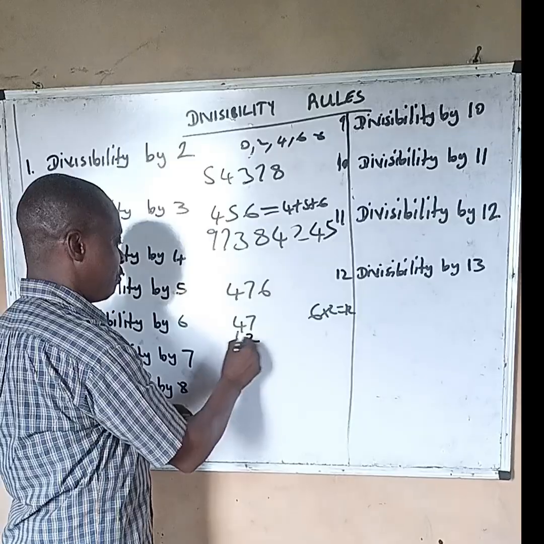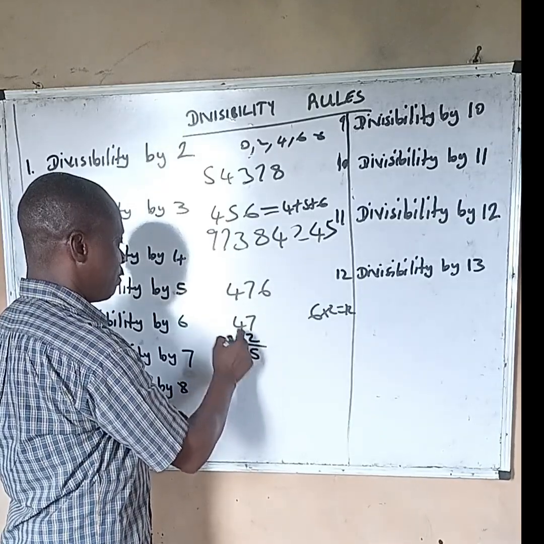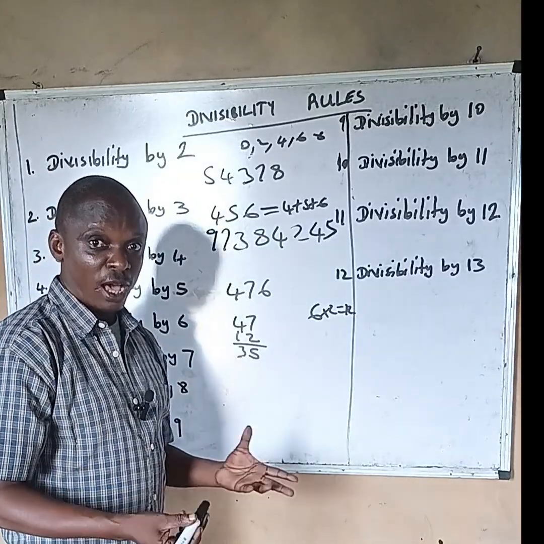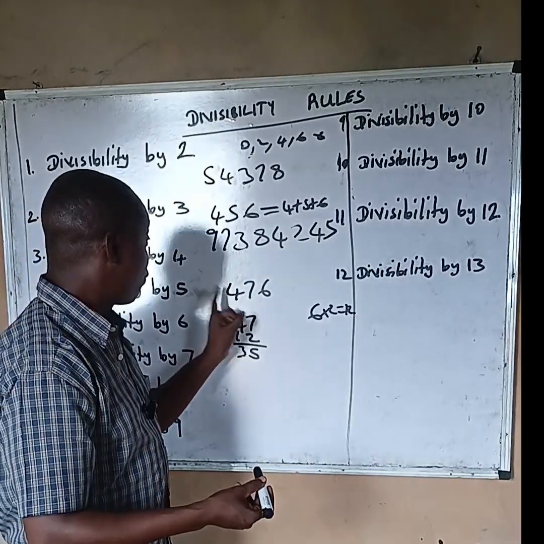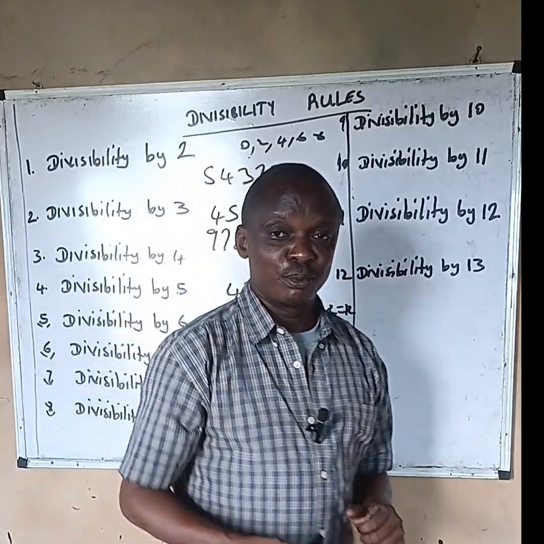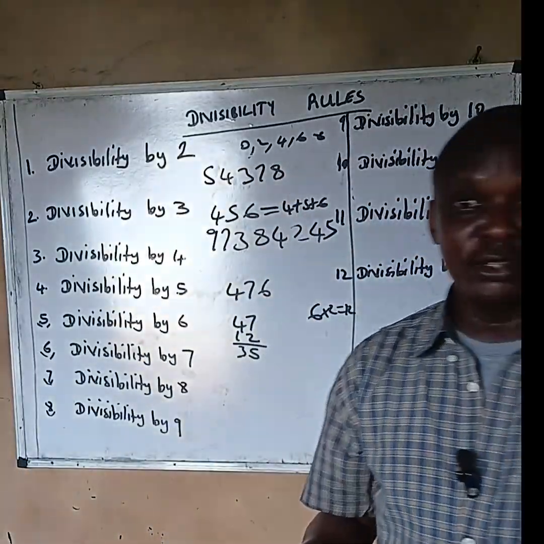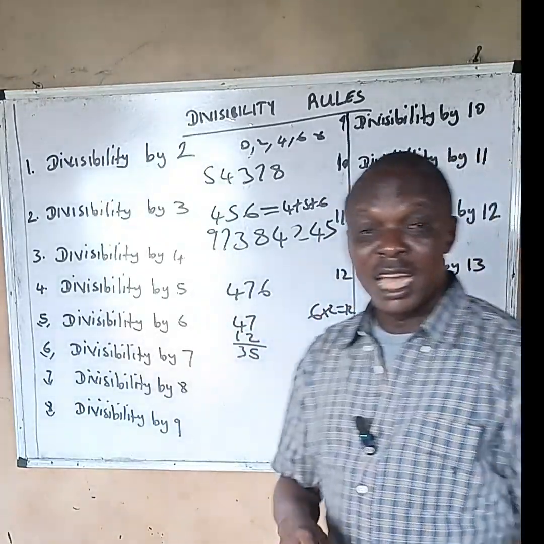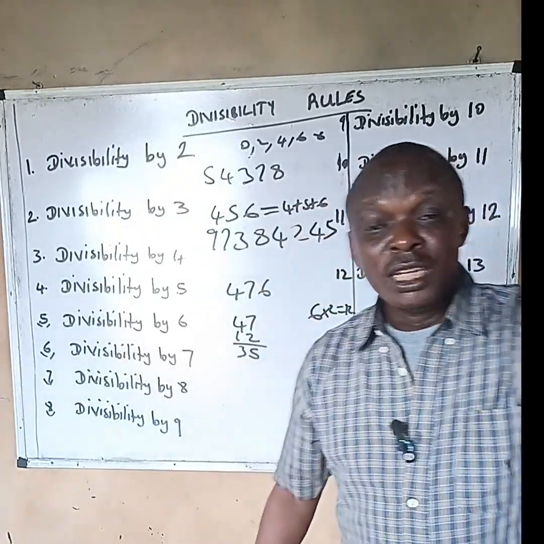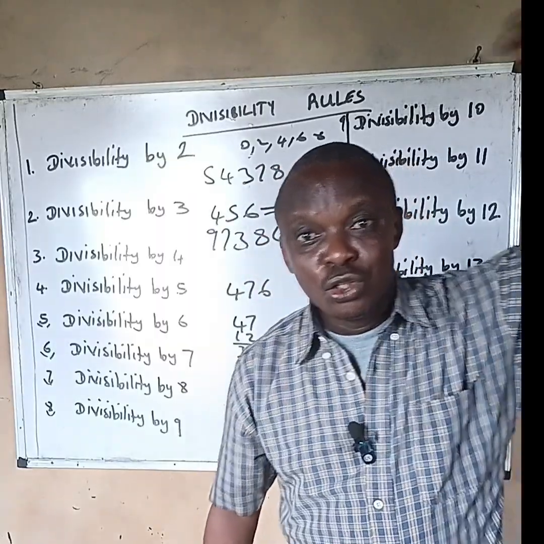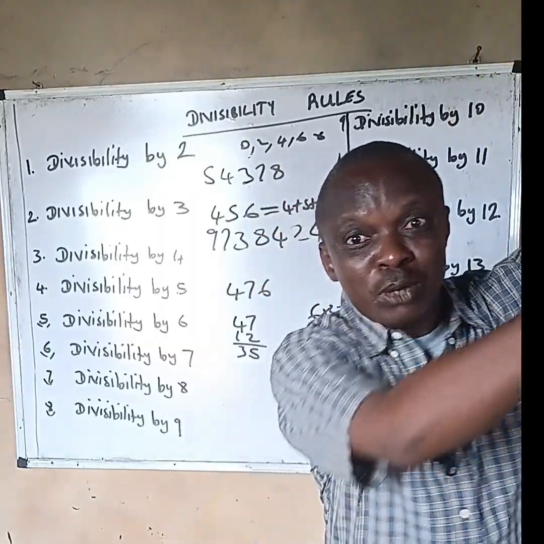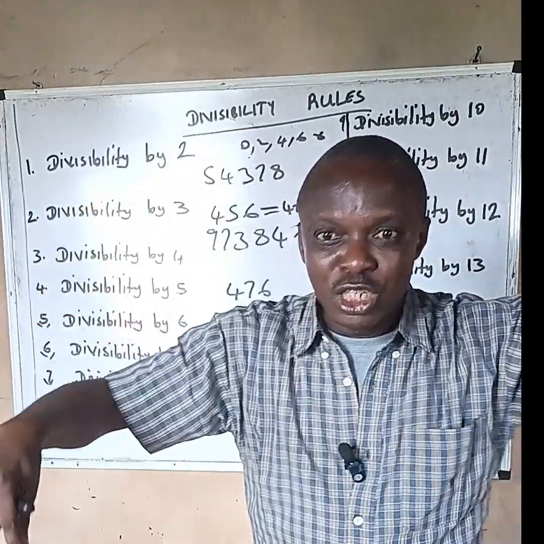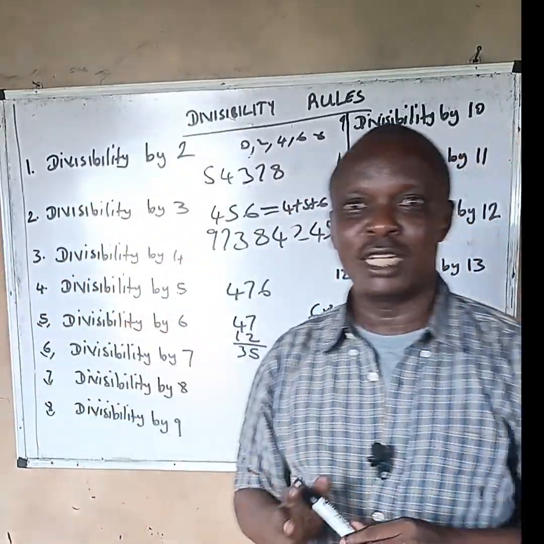If you subtract 12 from 47, that will give you 35. And 7 can divide 35. 7 divided into 35 is 5. It means 7 can divide 476. Sharp, right? 7 can divide 476. So remember again, how do you know when 7 can divide a number? Remove the last digit, double that last digit, then subtract it from the remaining digits. If the value you get is divisible by 7, then 7 can divide that number.